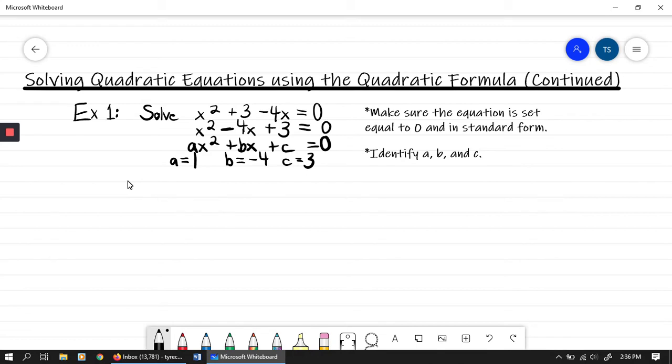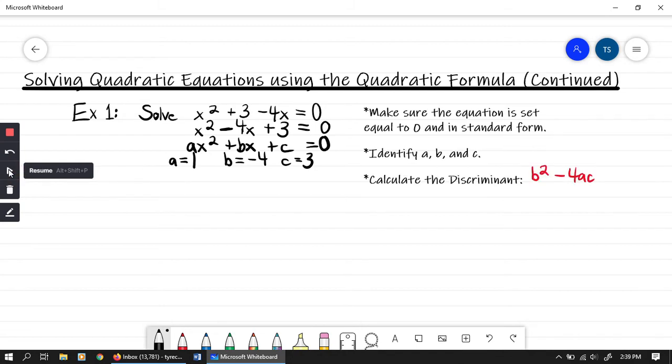After we've identified A, B, and C, we need to find our discriminant. Remember, folks, the discriminant is b squared minus 4ac. So when we calculate that discriminant, b squared minus 4ac, we do it like this.